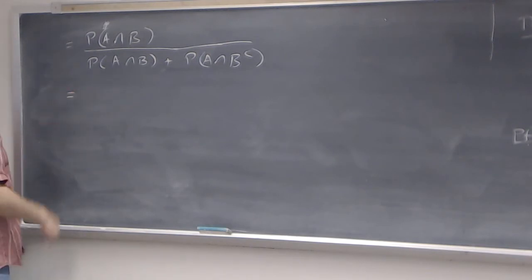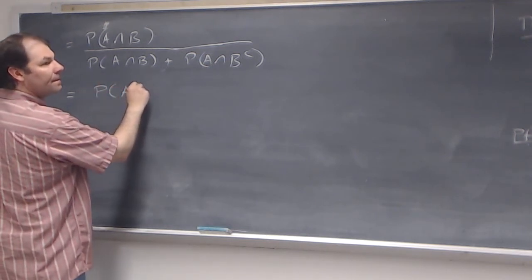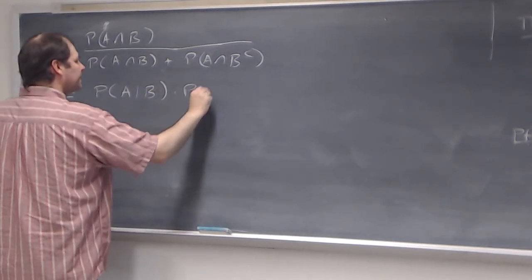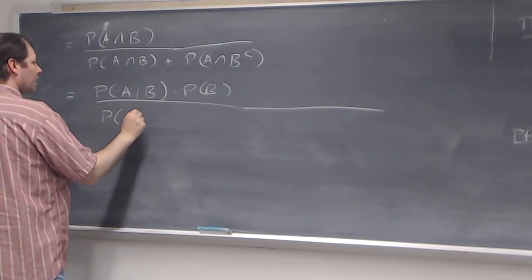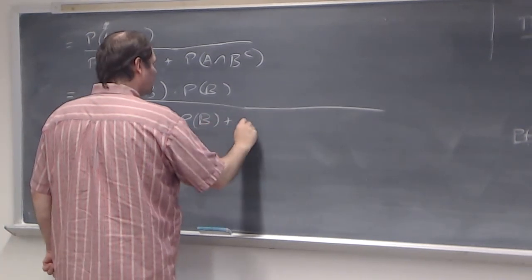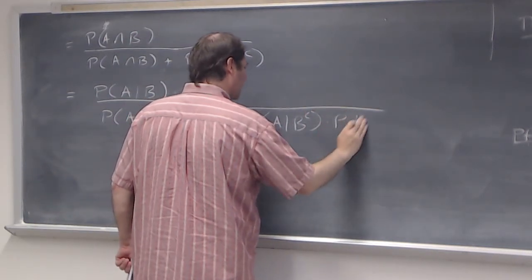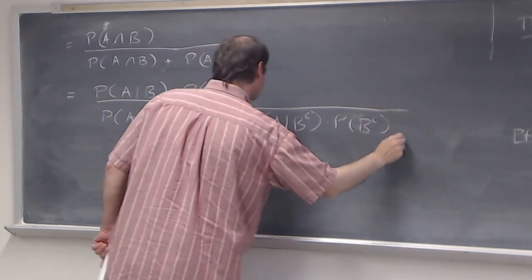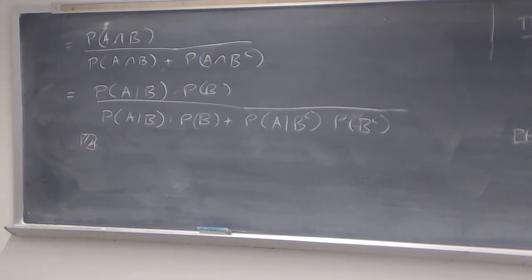And now using our fact that we had before that resulted from the conditional probability definition, this is the probability of A given B times the probability of B, all over the probability of A given B times the probability of B, plus the probability of A given B complement times the probability of B complement. And that's Bayes' theorem. And so we want to do an example where we use this.